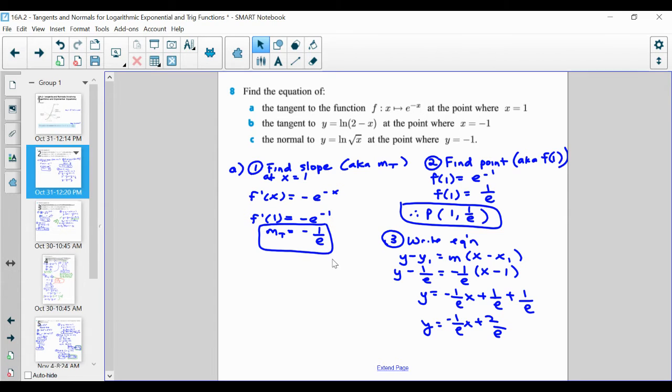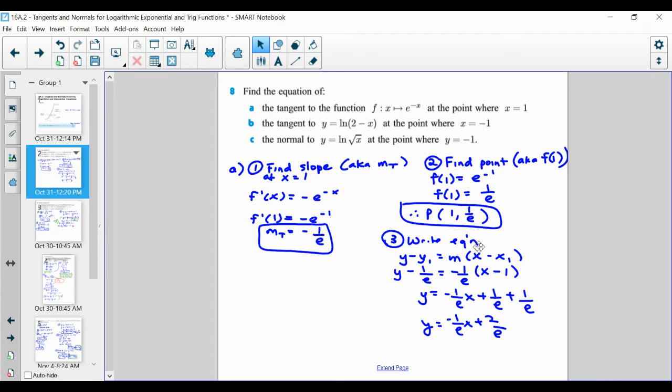I'm going to plug in 1 here, and then you get negative e to the negative 1, or just negative 1 over e. I need to find the point of contact, which is the y value when x equals 1. So I'm going to plug in 1 to my original function, e to the negative x, not my derivative. Then f of 1 is going to give me 1 over e. So the point of contact is (1, 1 over e).